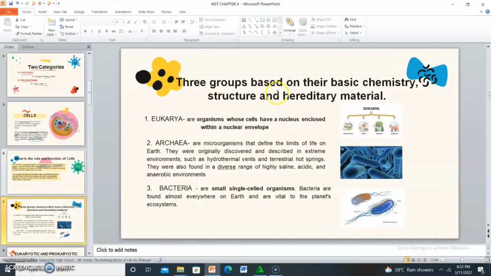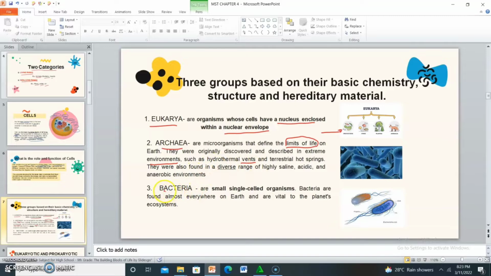There are three groups based on their basic chemistry, structures, and hereditary material. First is Eukarya. Eukarya are organisms whose cells have a nucleus enclosed within a nuclear envelope. Eukarya include fungi, plants, and animals. Then the Archaea are microorganisms that define the limits of life on Earth. They were originally discovered and described in extreme environments, such as hydrothermal vents and terrestrial hot springs.